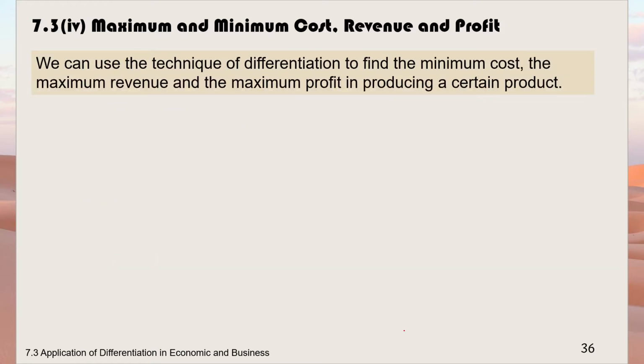Okay. Now, finally, you reach the maximum and the minimum for the cost, the revenue and the profit. Over here, this is where you need to use differentiation to prove it is a minimum cost, or the maximum revenue and the maximum profit. Now, why is it minimum cost? Why is it maximum revenue?